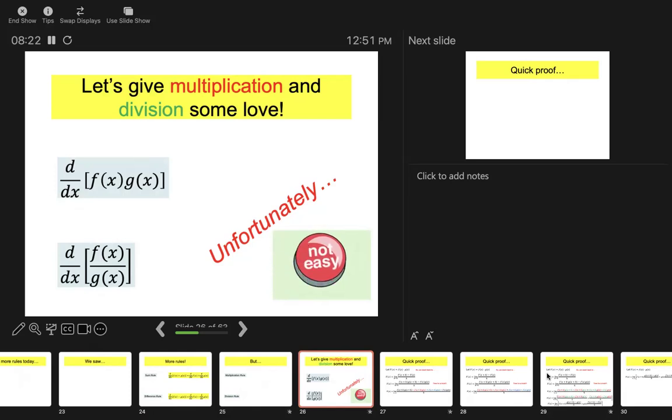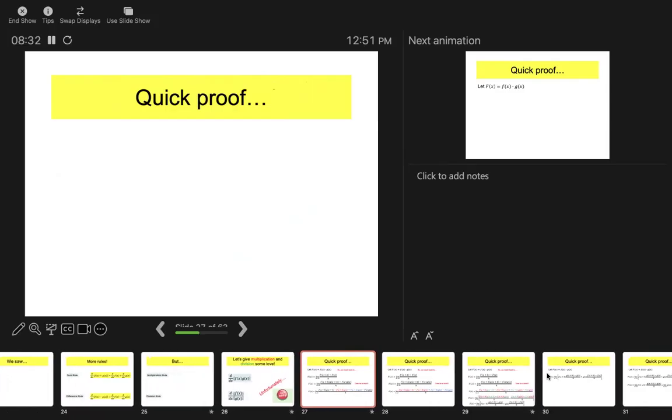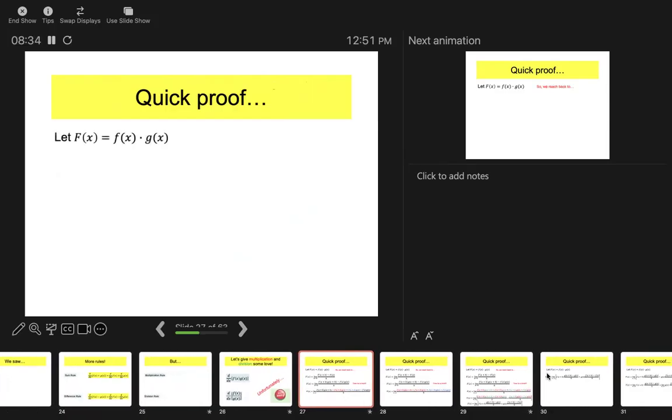I know what to do. The hard thing is it requires a lot of simplification. There's going to be a lot of little individual algebra steps. Okay, I've got to prove this to you. I can't just say this is the rule. So here's a quick proof, although most would argue this is not a quick proof.